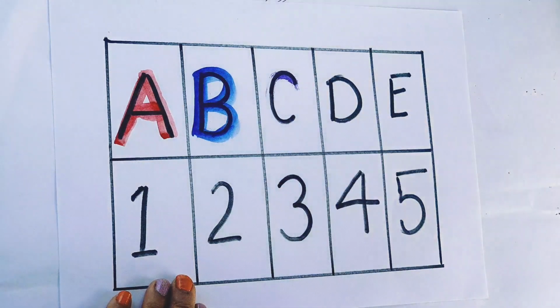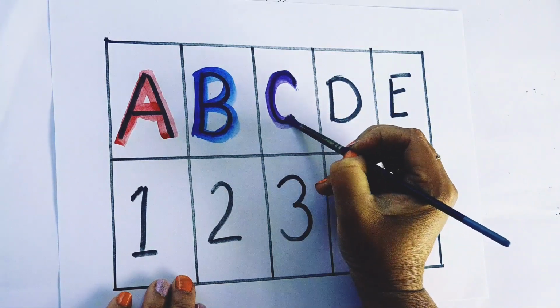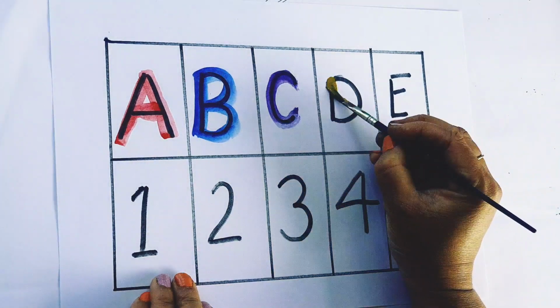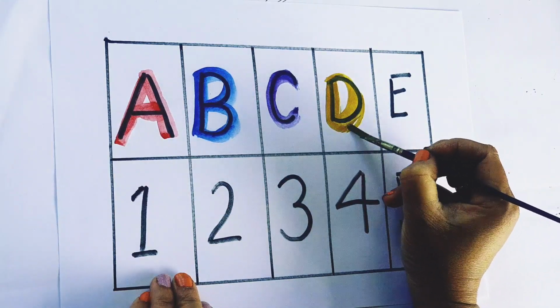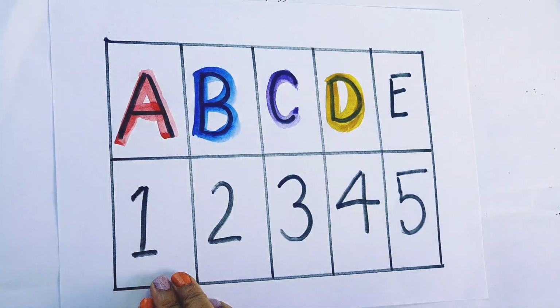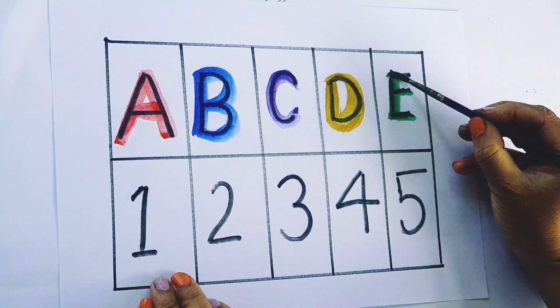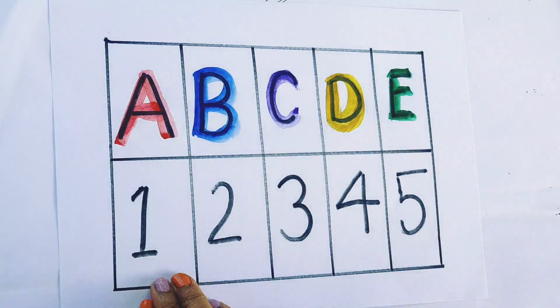C. C for candy. C for cap. Purple color. D. D for dog. D for dinosaur. Yellow color. E. E for elephant. E for ear. Green color.